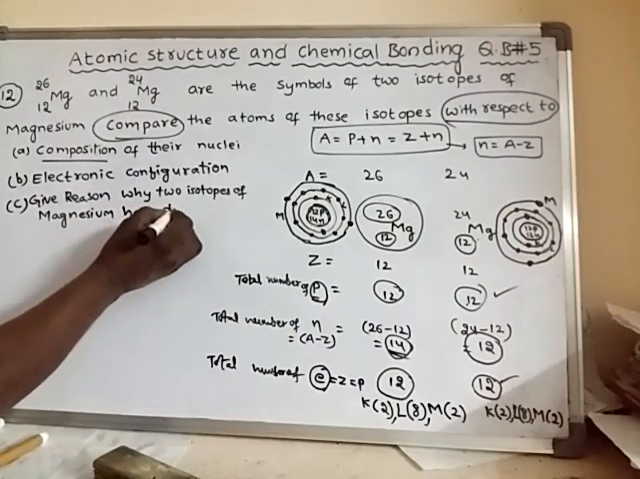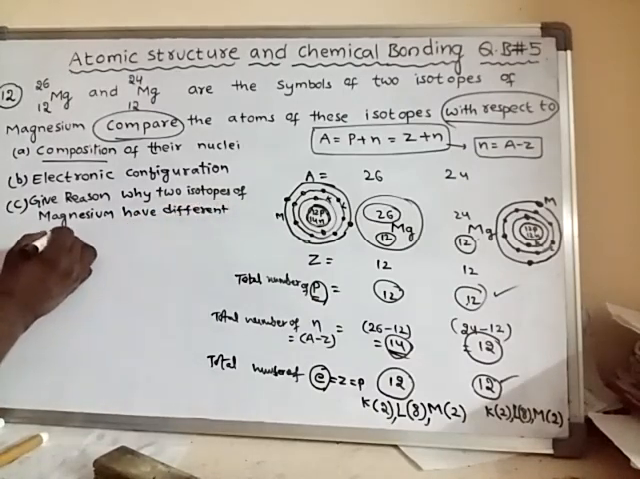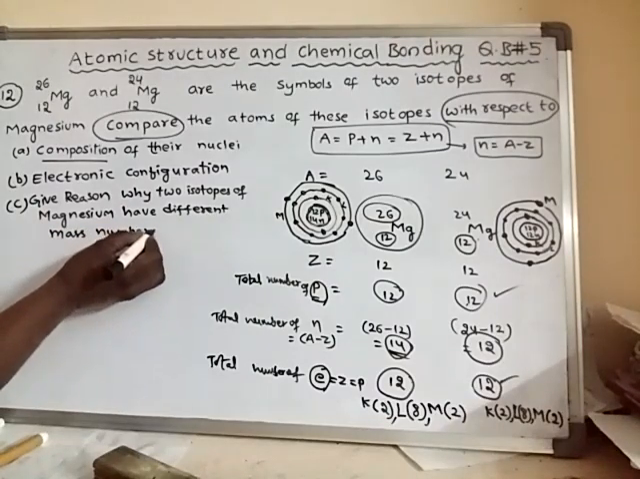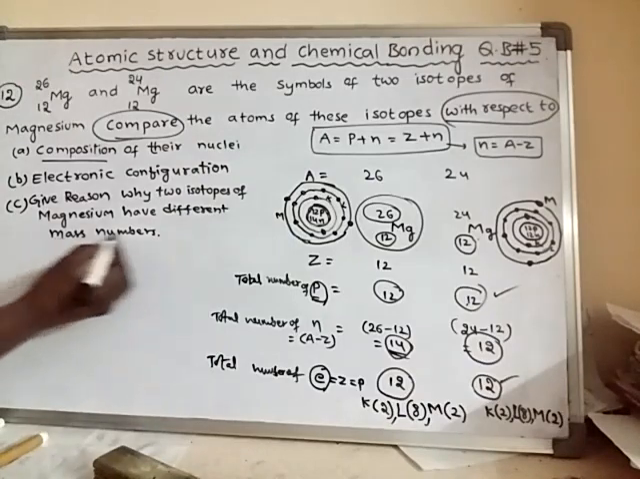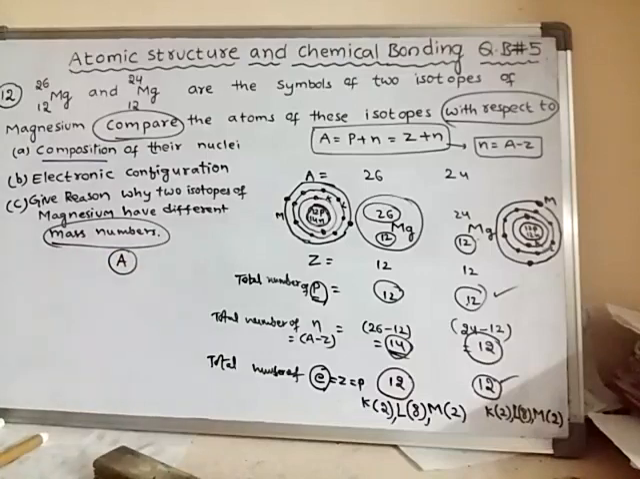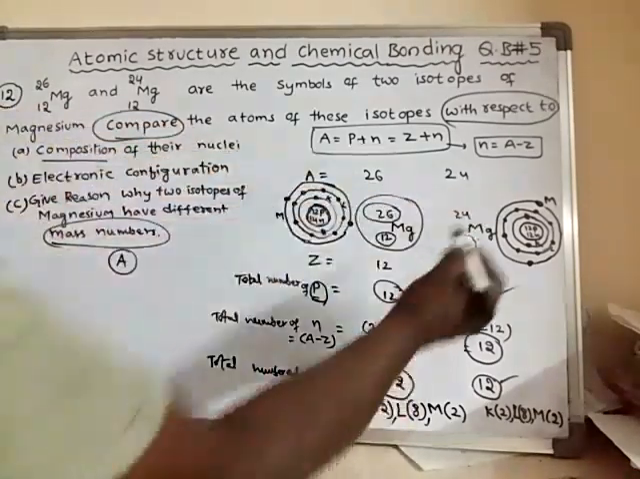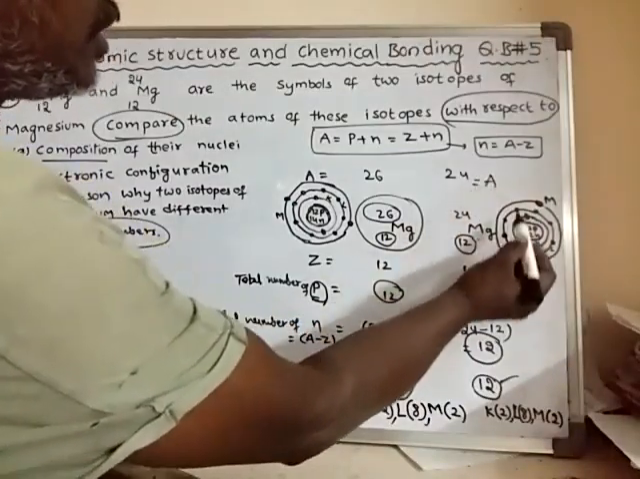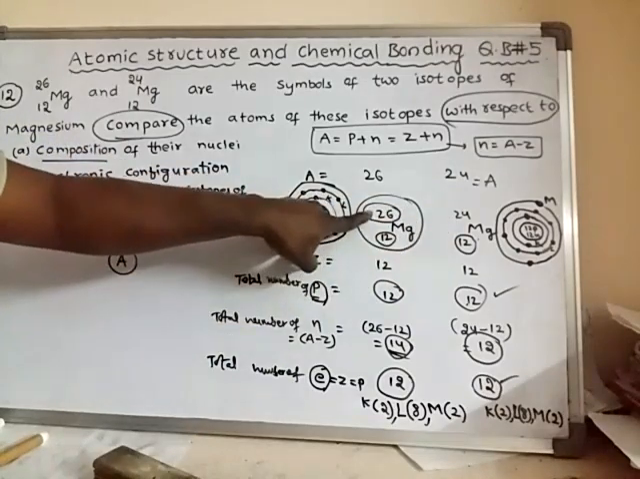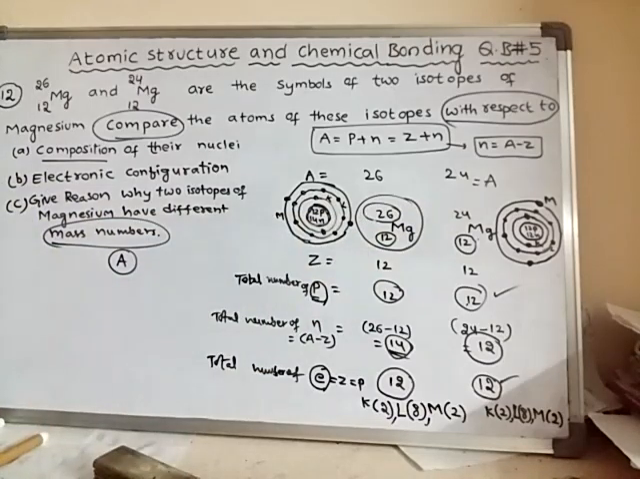Different mass numbers. What is the meaning of mass number? Mass number means A. Okay. See, the value of A of this one is 26, whereas the value of A of this one is, how much? It is 24, whereas this one is 26. What makes these two atoms differ in their mass numbers?